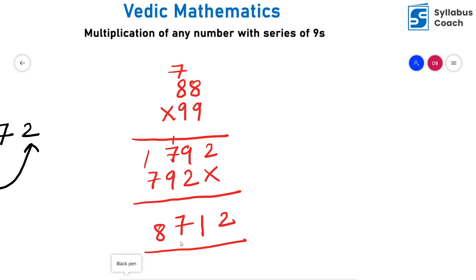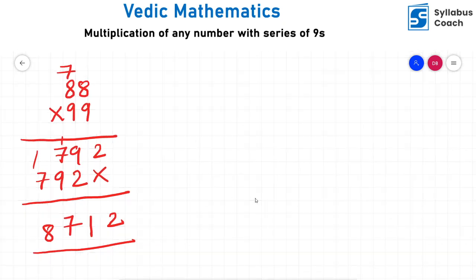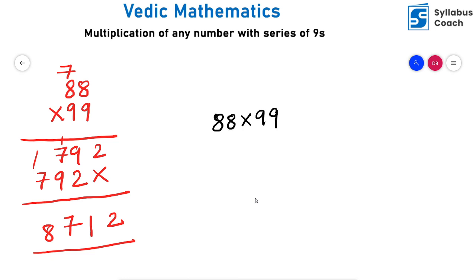What if you use the technique that we have learned so far? So let's use that technique now. What is the first thing that you need to do? You need to write 88 into 99 like this, right? This is the first step. And the first step that you need to do is identify the number that is being multiplied by series of nines. What is that number? It is 88, right? So reduce 1 from 88. What is it? You're subtracting 1 from 88. So it becomes 87. That's the first step.